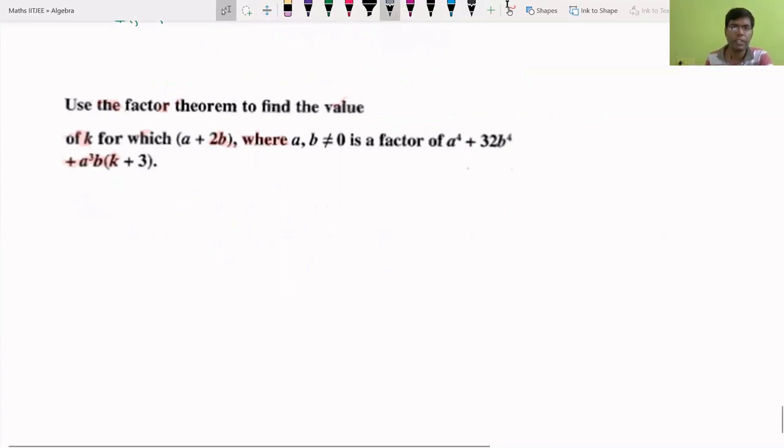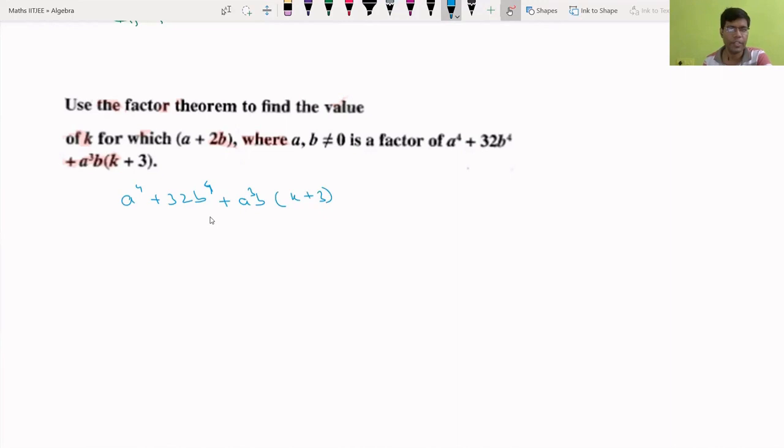So he has given an expression: a power 4 plus 32b power 4 plus a cube multiplied with k plus 3. So this is the given expression. He is telling us to find the value of k. This k we have to find out, for which a plus 2b is a factor of this particular expression.